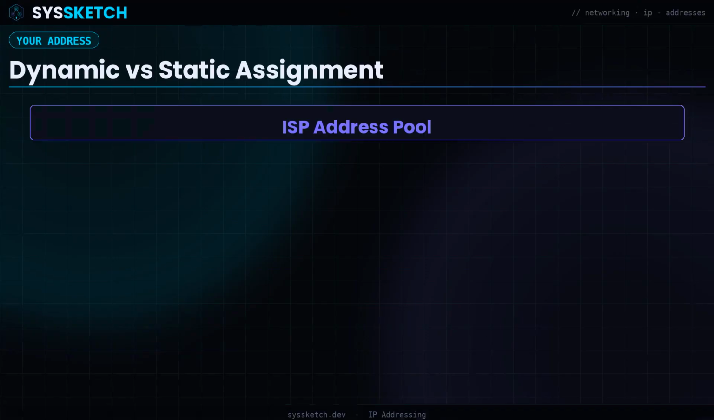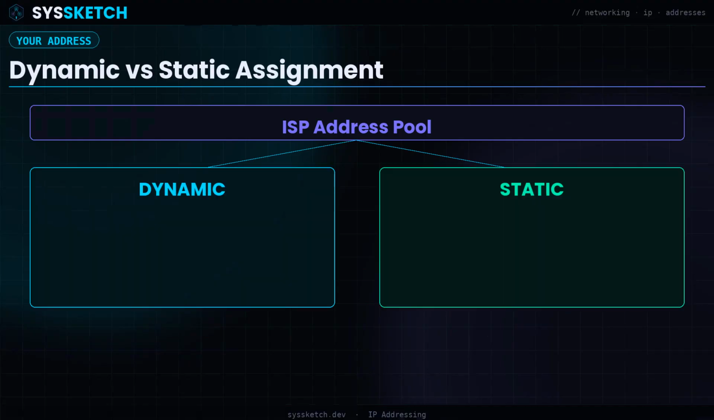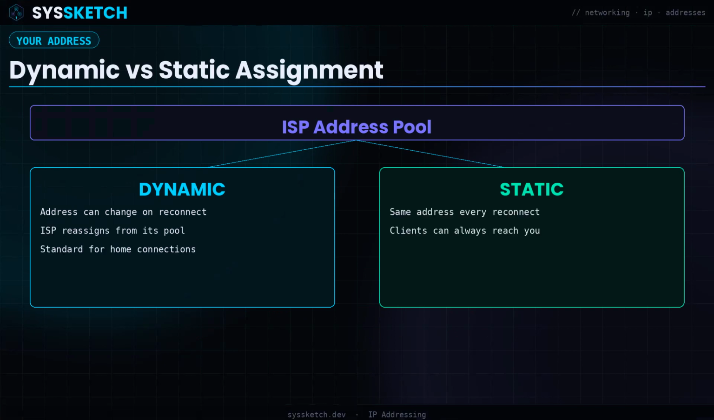Each RIR then allocates smaller blocks of addresses to internet service providers, large enterprises, universities, government bodies, and cloud companies operating in their territory. The blocks get smaller as they travel down the chain, from millions of addresses at the RIR level to thousands at the ISP level to individual addresses reaching your home.